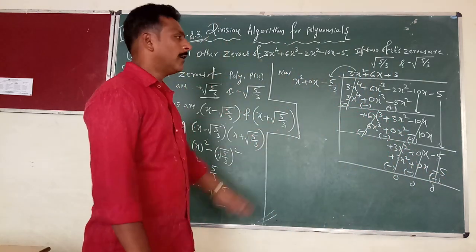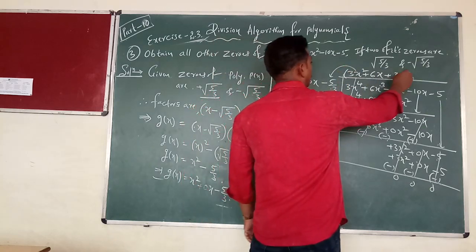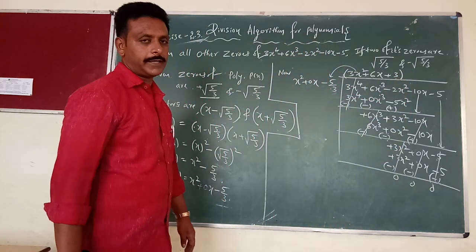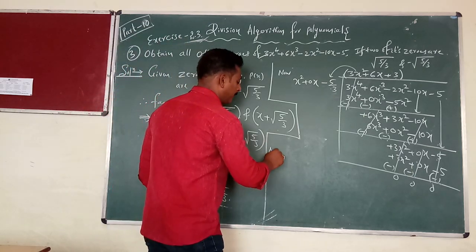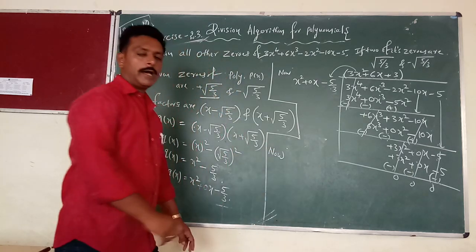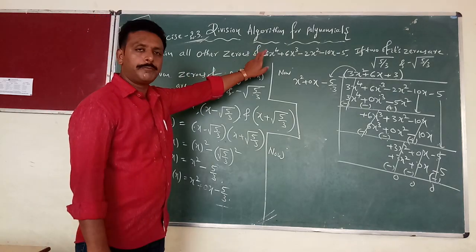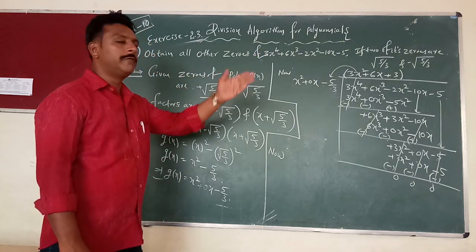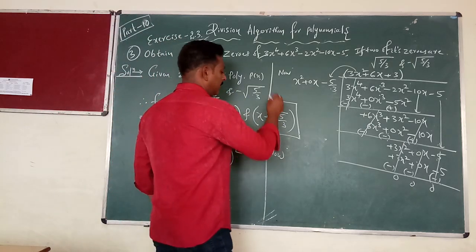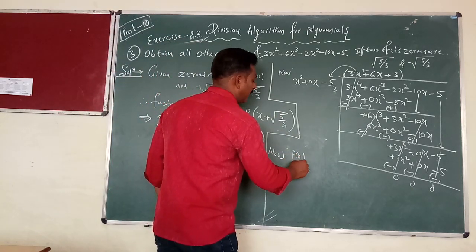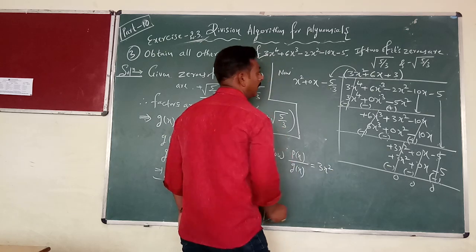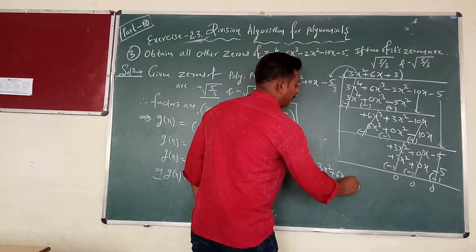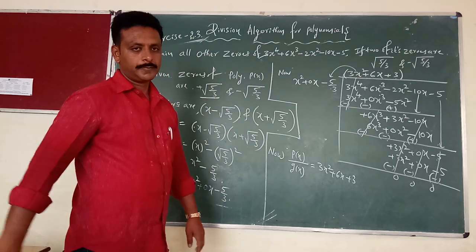Correct? Now what we got? We got this as a quotient. After dividing, we got the quotient. Therefore, we have to get now. What we did, divided p of x by g of x. Now we got answer as this. So I am going to write p of x when divided by g of x, we got answer as 3x square plus 6x plus 3. This one we got now.